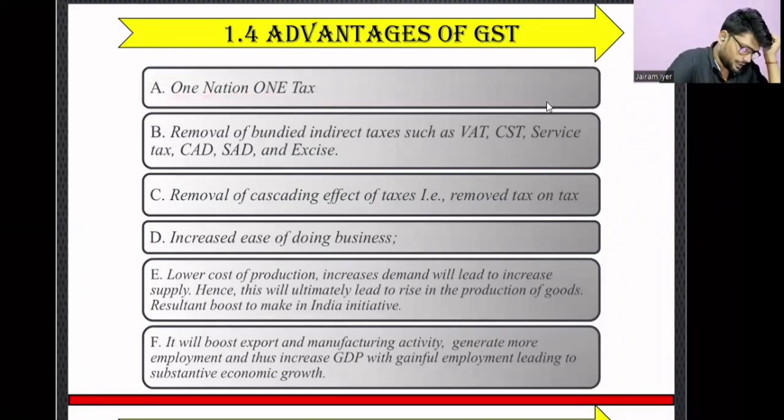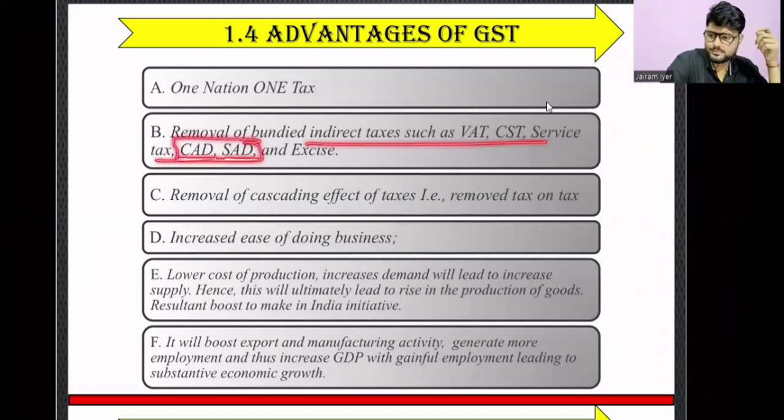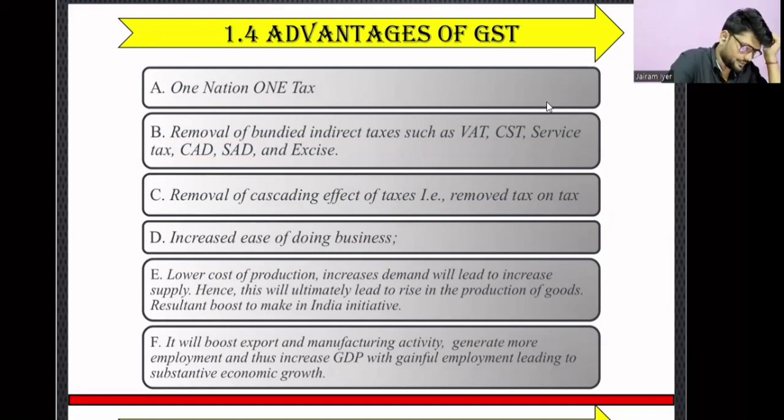Removal of bundled indirect taxes such as VAT, CST, service tax, CVD, SAD. This is all in customs. CVD, anyone knows? Countervailing duty. That will be CVD, not CAD. Correct. This is CVD, countervailing duty, special additional duty, and excise. So these all have been subsumed. They have been removed.